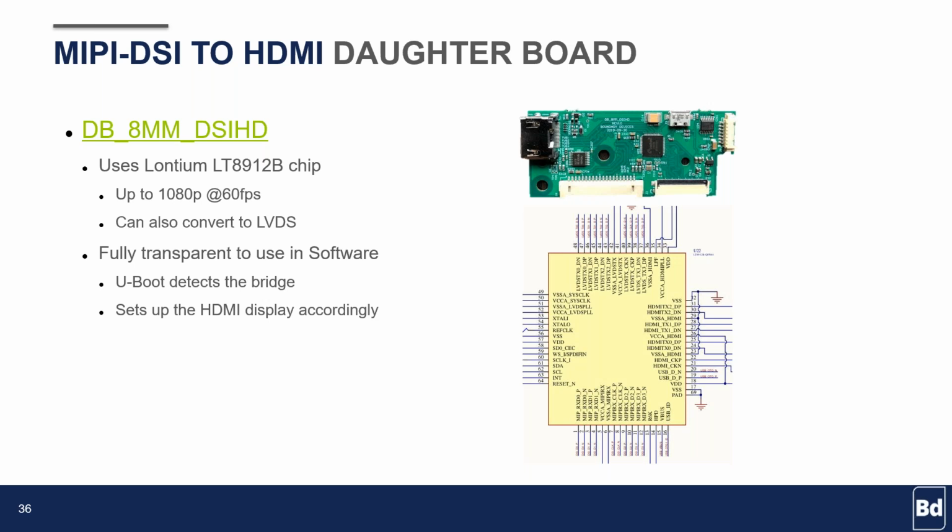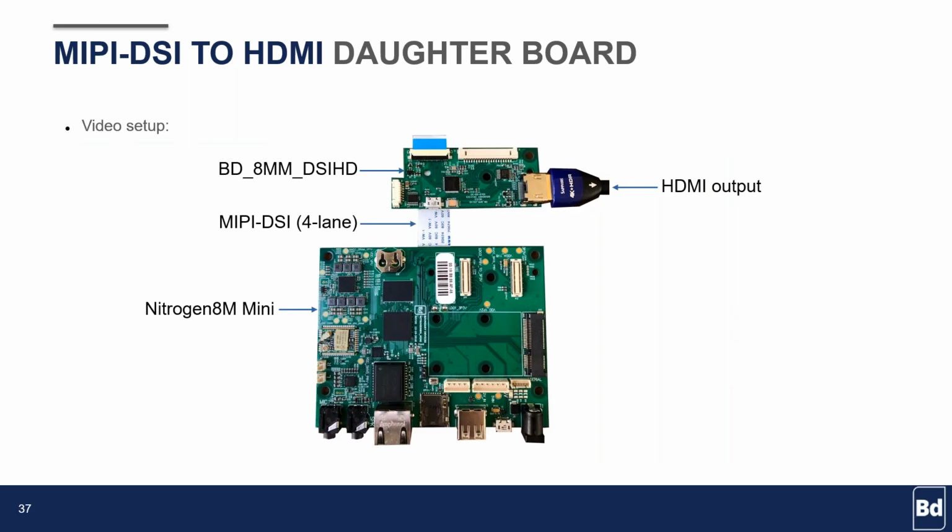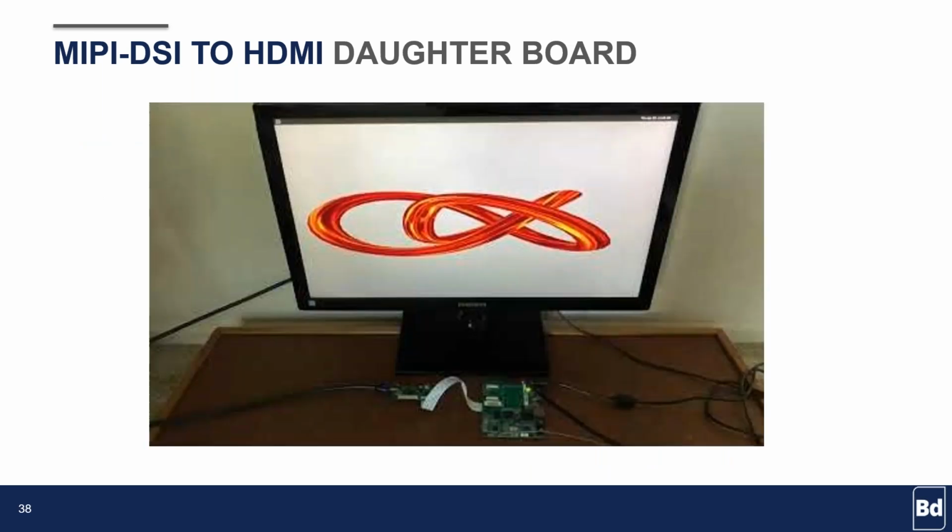One of the neat things you're going to see is that, as I said, we want to provide a plug and play experience. So as soon as you plug that daughterboard into the Nitrogen8M Mini, the bootloader will automatically discover the daughterboard and set up all the display accordingly. So there is no setup required. As soon as you plug it in, it's going to know that you want to connect an HDMI display to it. So here the setup, once again, is very simple. Simply connect that daughterboard to the Nitrogen8M Mini and then to the HDMI display.